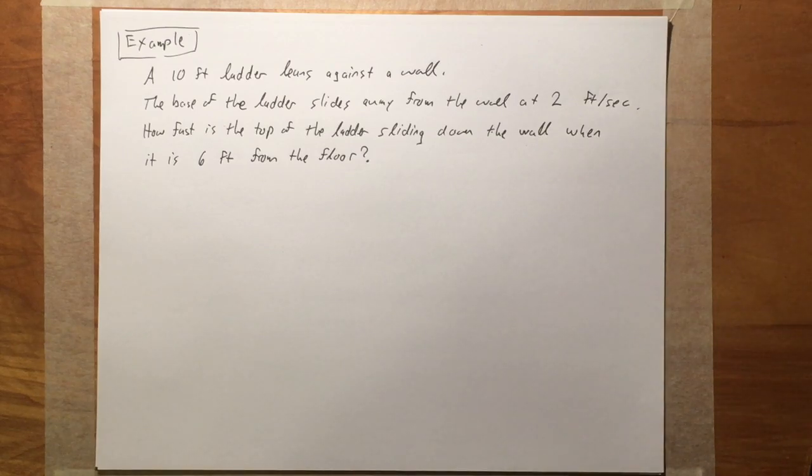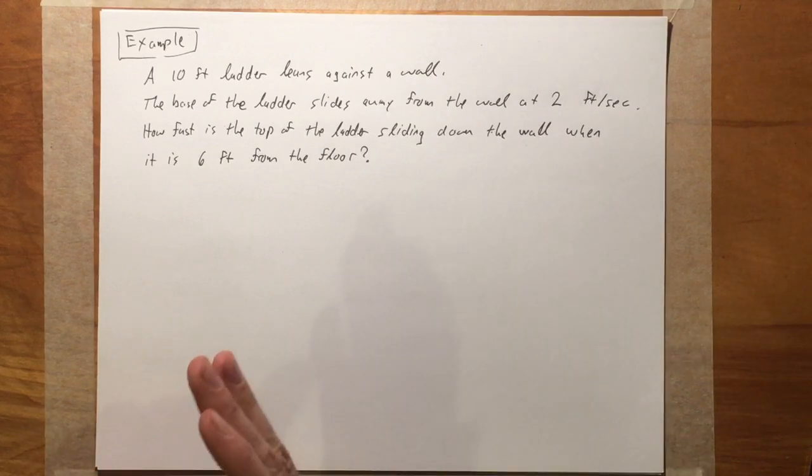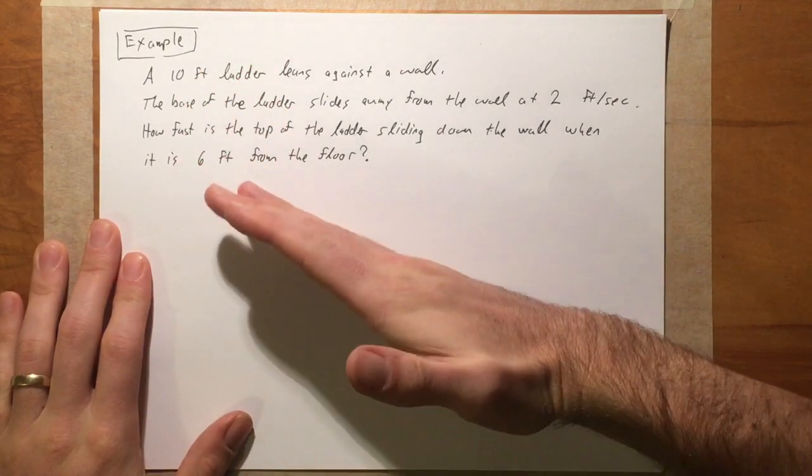All right, this is the classic ladder leaning against a wall example that you will see in almost every calculus textbook. This example, very similar to this, is in our textbook, but it's a great example, so I'm going to use it. So the example is you've got a ladder leaning against a wall, and then the base of the ladder starts to slip away from the wall.